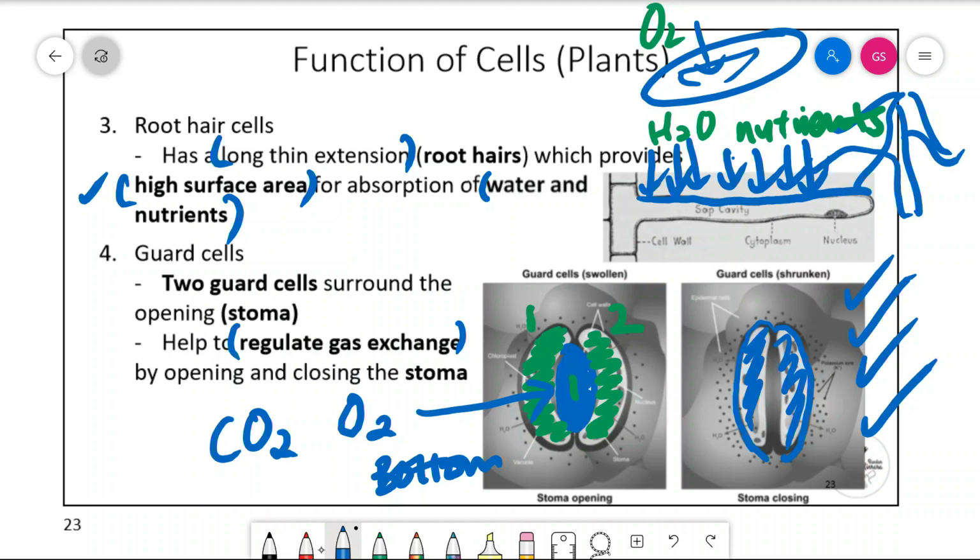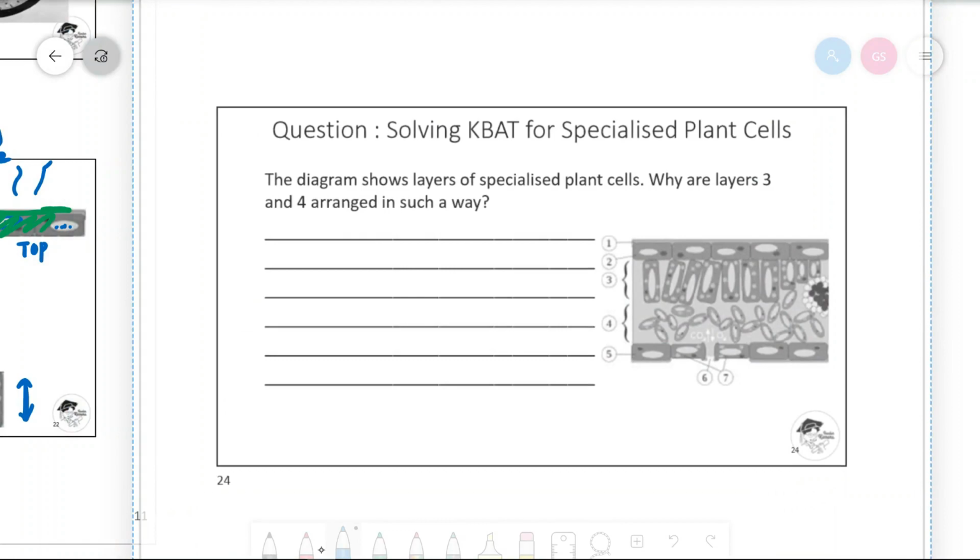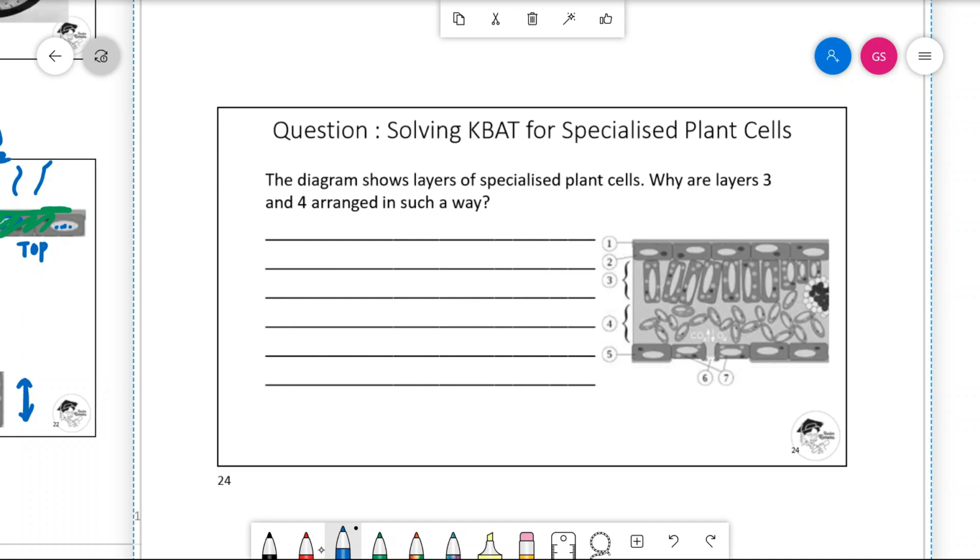Okay, so that's all you need to learn. For the plant cell, nothing much. Now, I believe this is the last part. So, what question? Let's finish. Question: the diagram shows the layers of this specialized plant cell. By the way, this is the best part I want to show you. Can you see it? Number one here is what we call the waxy cuticle layer. Number one, if you see very carefully, it's pointing towards this layer.